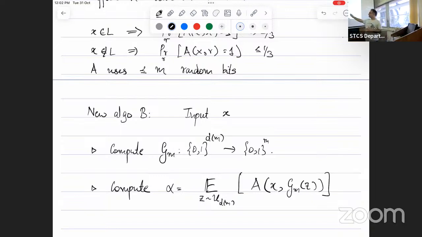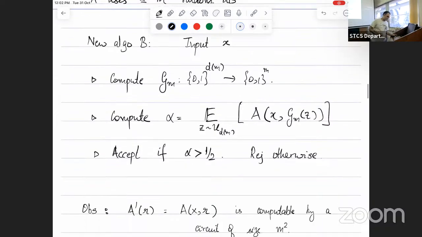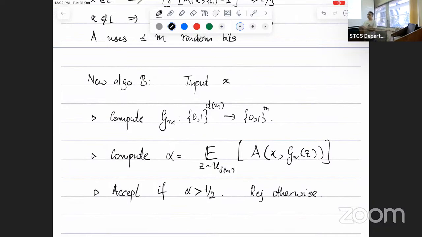Okay. And when I say compute this expectation, you literally go over every single thing in the seed, and figure out the fraction of points at which A ends up accepting and not accepting. Okay, and I'm just going to say accept if alpha is greater than half, reject otherwise. So that's going to be the new algorithm. This is right now a completely deterministic algorithm. There is no randomness used. This expectation is written there just for shorthand. You just run over all the things.